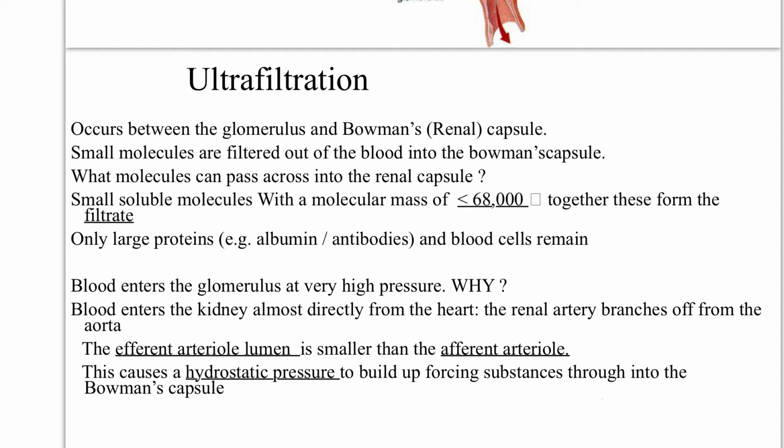We've already talked about the fact that ultrafiltration occurs between the glomerulus and the Bowman's capsule. Sometimes the Bowman's capsule is referred to as the renal capsule. It just means the same thing. This word renal, you'll come across a lot whenever you talk about the kidney. Renal artery, renal vein, renal pyramids. It's just a word that is associated with the kidneys, so don't worry about that one too much.